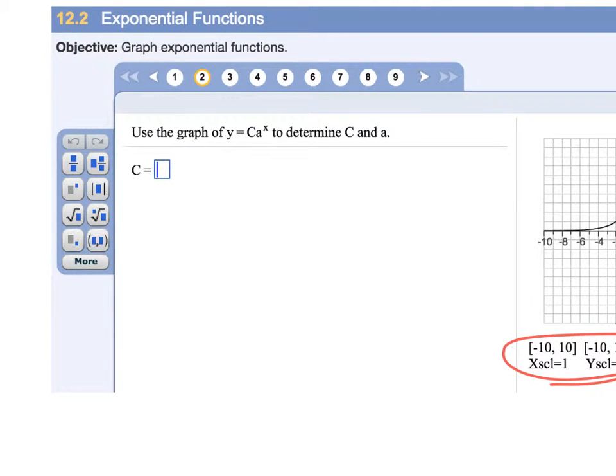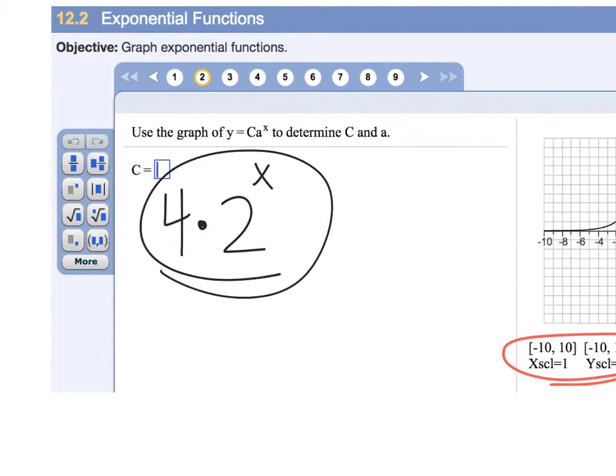So you're going to leave C alone, and then in your box, you're just going to put 4 dot, as in times, 2 raised to the x power. That's what you're going to put in MyMathLab.